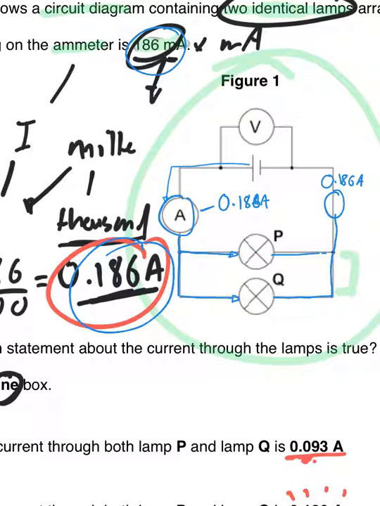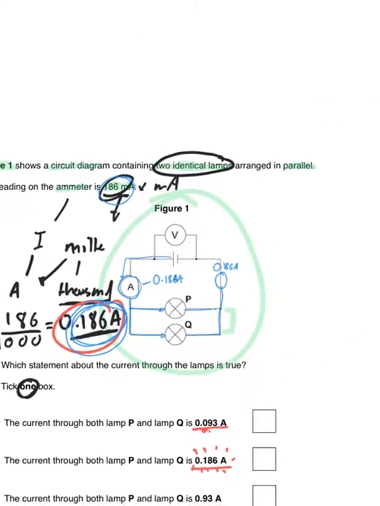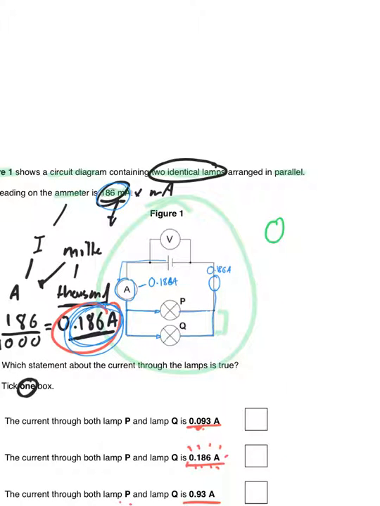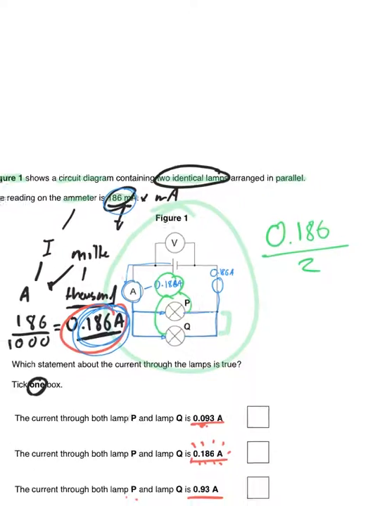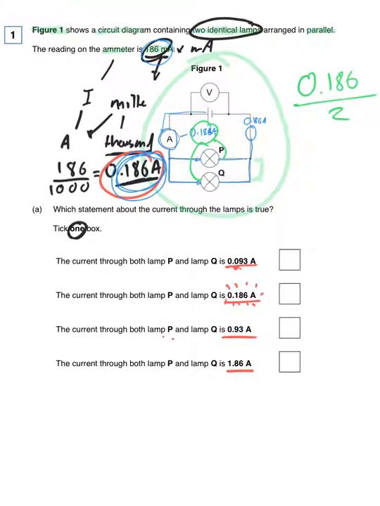So if we've got this number here, which is shared equally between two, we are looking for 0.186 divided by 2, because it's all of that current divided across the two bulbs, as we can see the direction that it travels, like so. So 0.186 divided by 2 equals 0.093. So this is the correct answer.